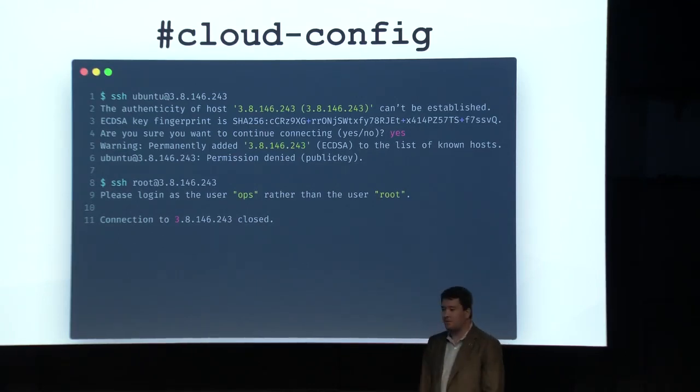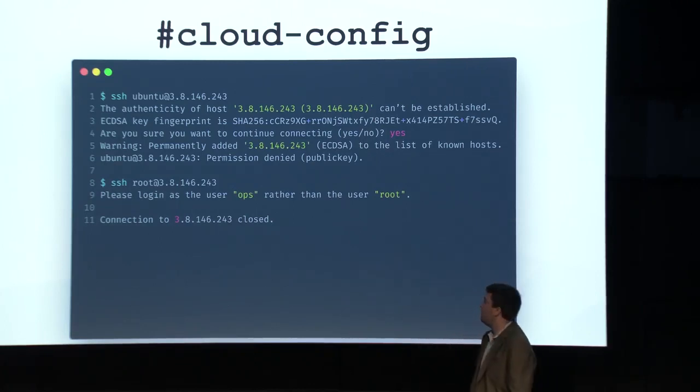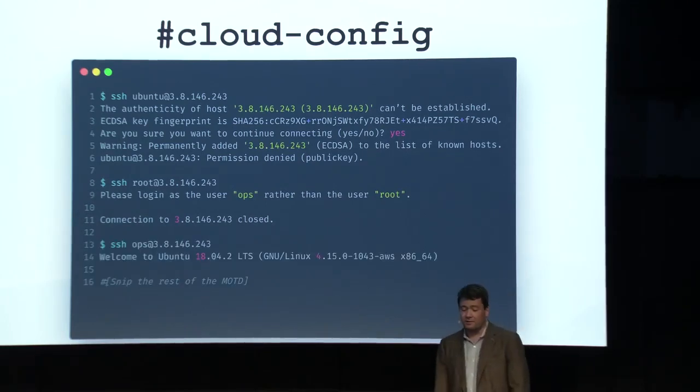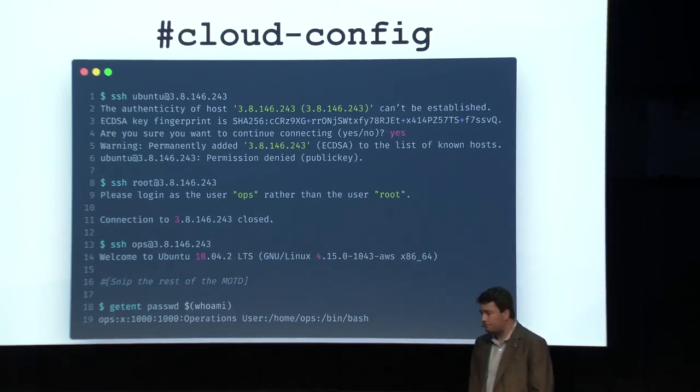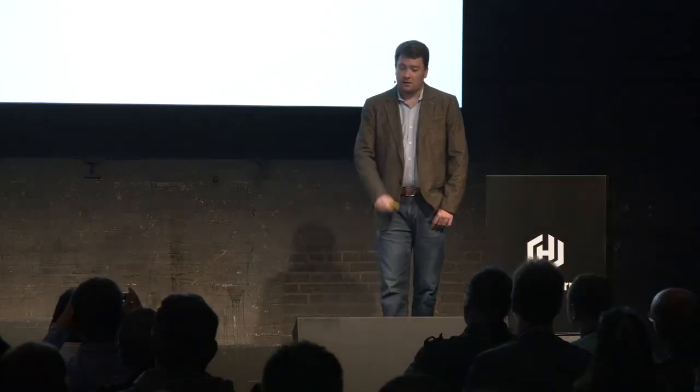We have an information leak because it's told us what the default username is, which is probably not a great default. But we can see that the default user looks to have changed to ops. And if we SSH in as ops, then get the directory entry for it, we can see that the information that we set is all there. So that appears to have worked.